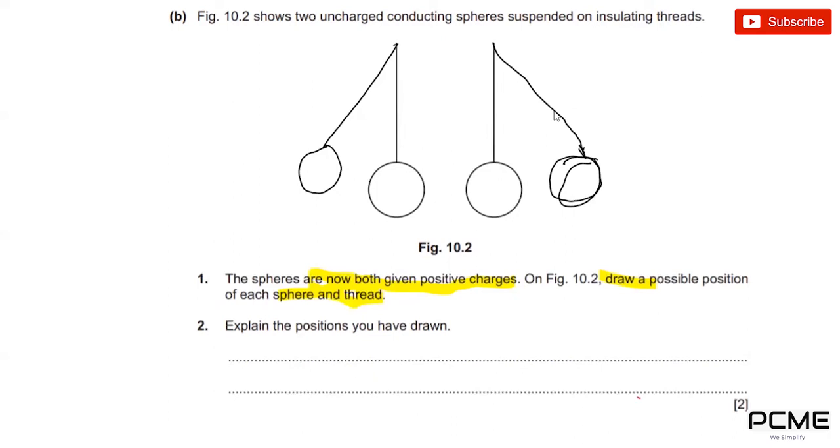Now explain the position you have drawn. So why does that happen? Because the like charges repel each other.